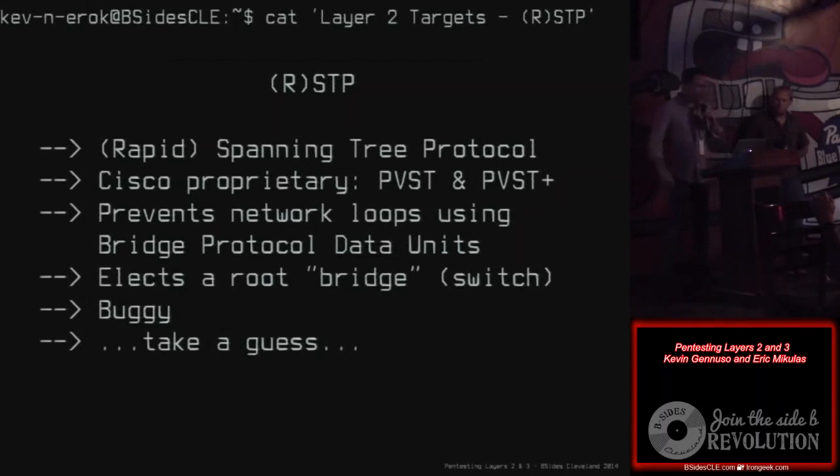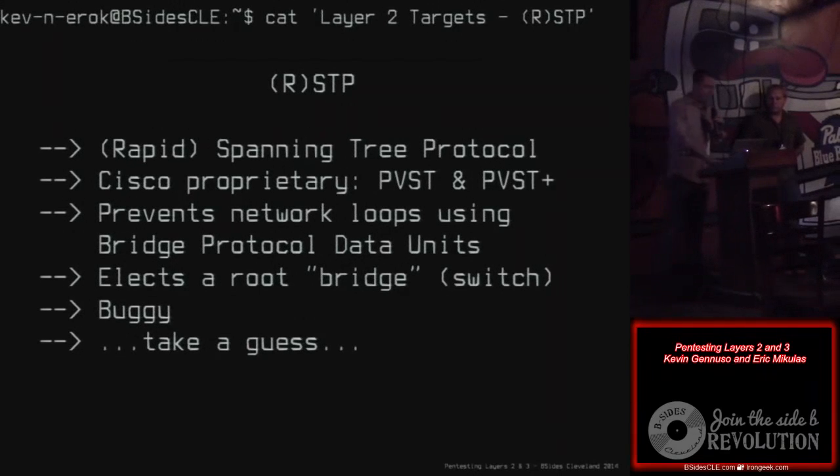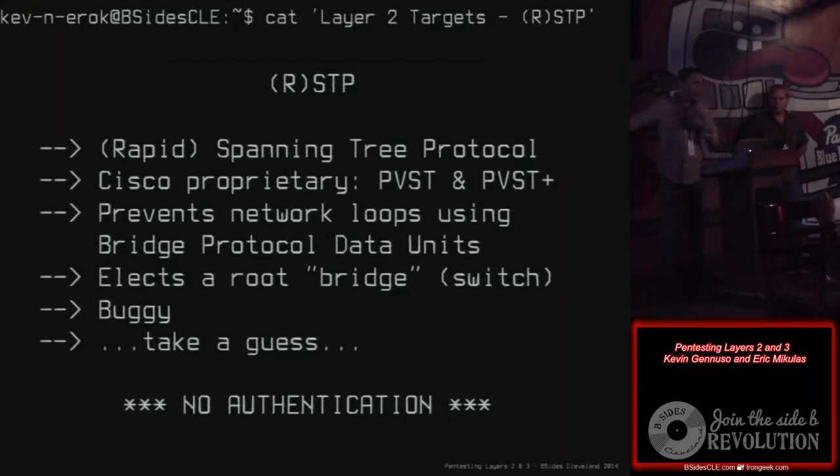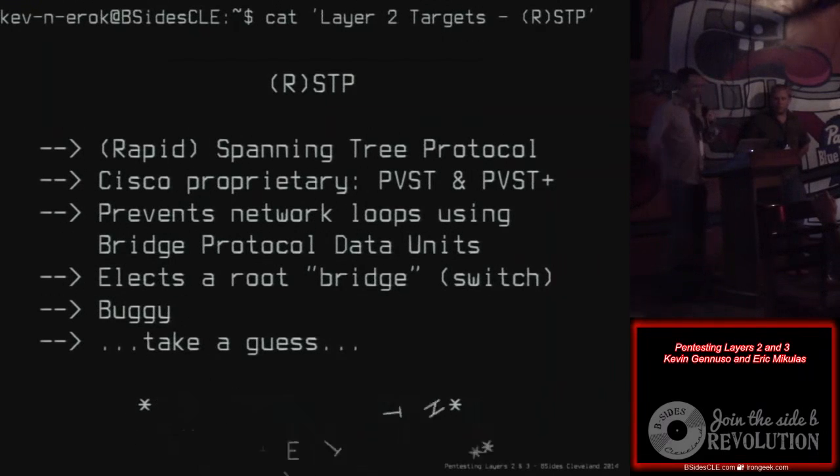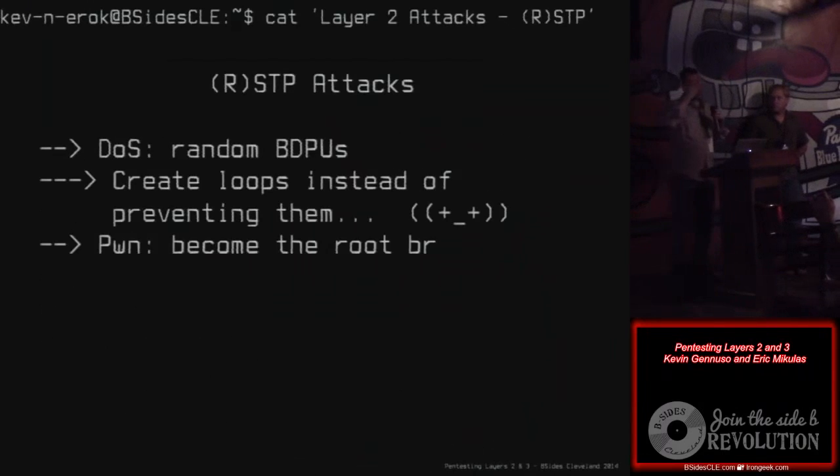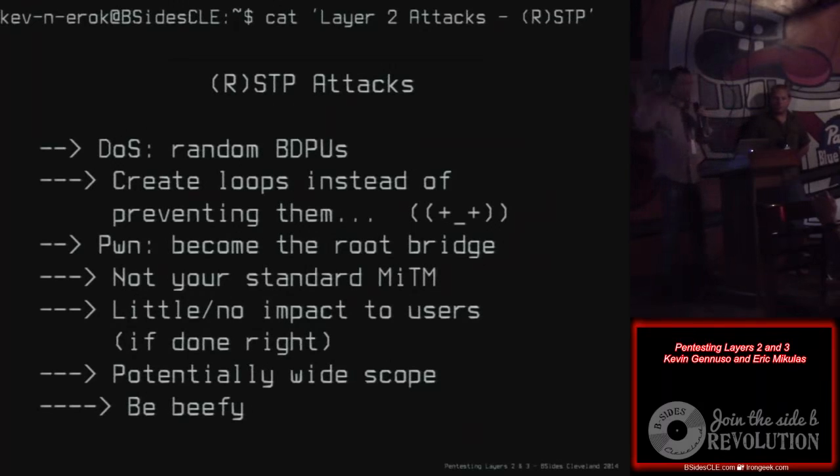We elect a root switch in that process. It's a little buggy, but you know that's how it goes. And I don't know if you can imagine this, but there's no authentication with this protocol. It obeys the rule of no authentication. So what can we do with it? Well, you can be a jerk. You could make some BPDUs and create loops instead of preventing them. That's a good time. That'll shut a network down real quick. If you want to distract someone, this is a really easy way to do it. A better way to do things is to become the root bridge. Tell all the switches in the network, hey, come to me first. I'm the guy at the center of the network. Please send all your traffic to me.